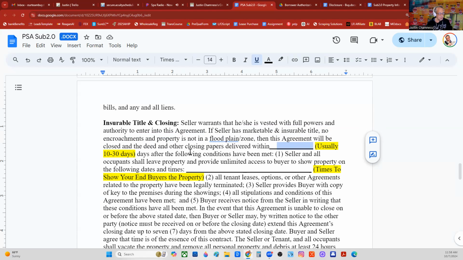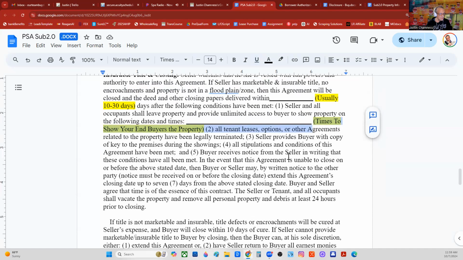After the following conditions have been met, the seller and all occupants have to leave the property, and provide unlimited access to me to show the property if I'm planning on assigning this to one of my partners. Like I might pick a Saturday. I might say Saturdays, or times negotiated or agreed upon with seller. But he has to agree to allow me to get into the house, to look at the house, to show it to my contractors, my potential buyers, my partners and so on. So that's how that works there.